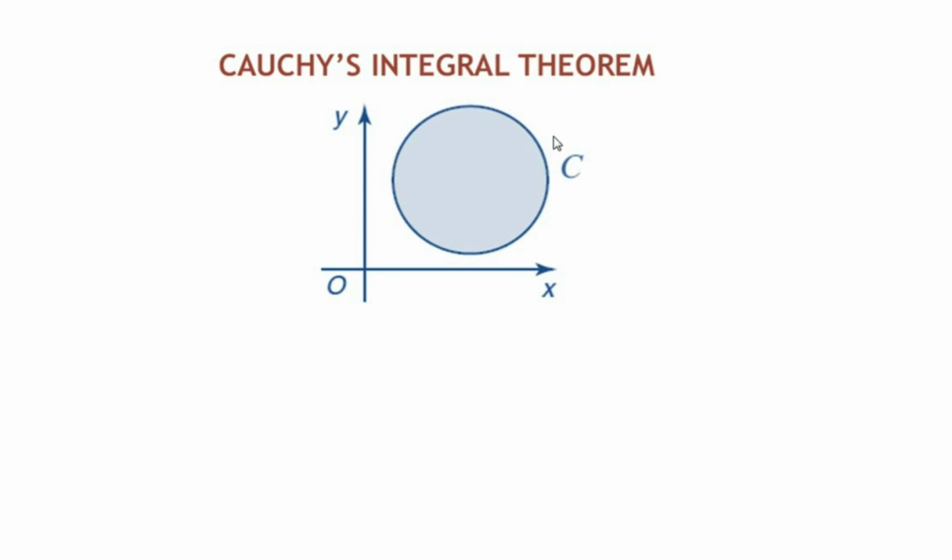Before going to the theorem, let us understand what a simply connected region is. Simply connected region. A connected region is called a simply connected region if all the interior points of the closed curve that are illustrated in this region are also the points of the region. That is a simply connected region.